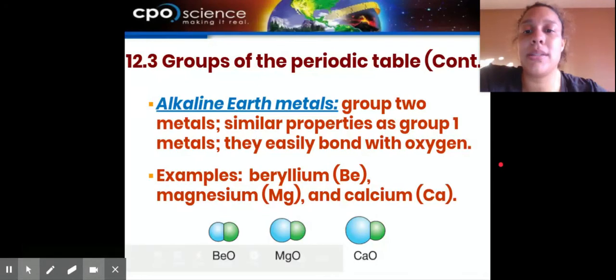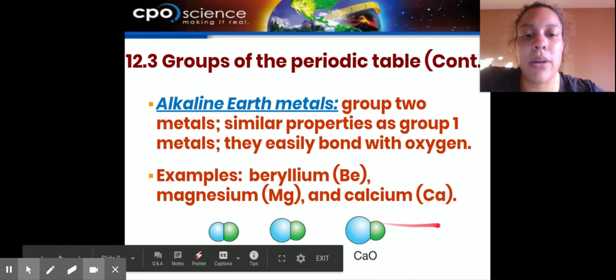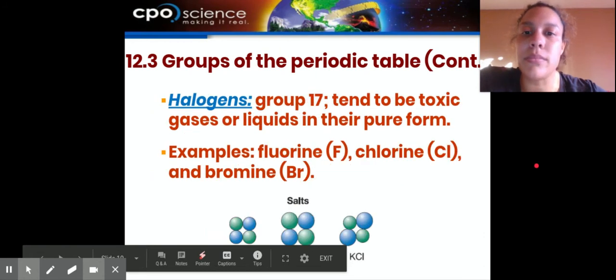The next group is the alkaline earth metal group, and they are called earth metals because they are readily found in Earth's crust. They have similar properties to the first group, which is why you can see the word alkali, like the first group, in there, because they are also pretty reactive. They're shiny and silvery, just like any metal would be, but they are found in Earth's crust, and they easily bond with oxygen, so we can see they make those compounds on a 1-to-1 ratio down there.